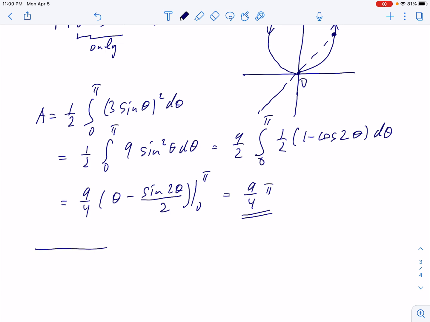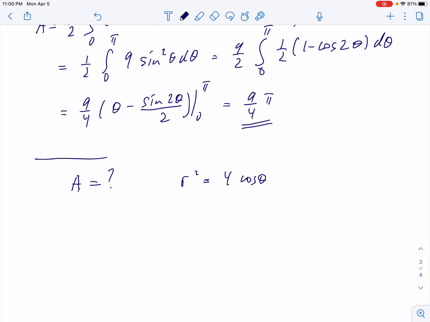Moving towards our next example. Again, find area, and we have this curve. Area surrounded by this curve. r squared equals 4 times cosine theta.